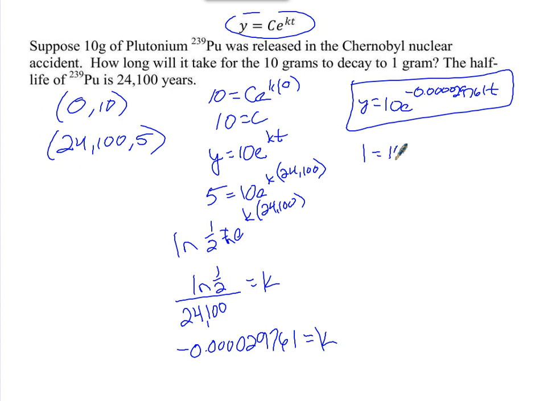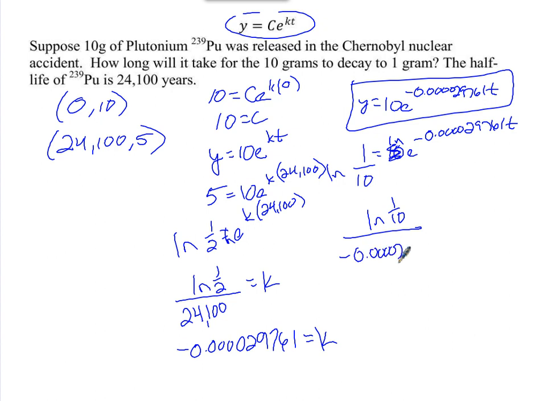1 equals 10e to the negative 0.000029761 t. Now what? Divide both sides by 10. So I'll make this 1/10, and I'm just going to get rid of that 10 sitting there so I don't have to rewrite it. Natural log of both sides. And divide by k. So we have the natural log of 1/10 over negative 0.000029761 equals t, which is what?